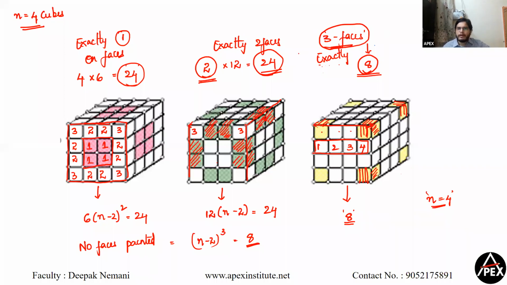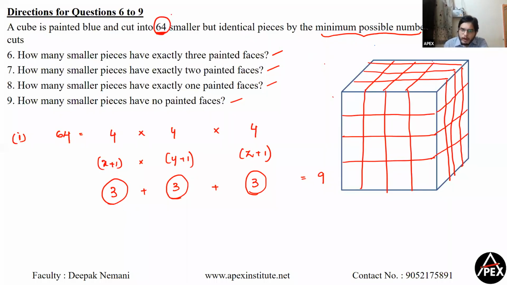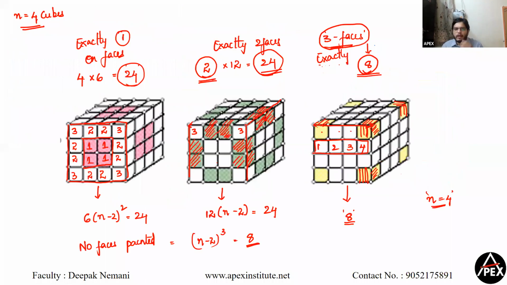If n is different, for example, if instead of 64 the total cube is 125 here, what will be the value of n? N will be 5. Or you can directly remember n as the cube root of this. N will be equal to 5. Substitute the value of n here and find the answer. Clear?